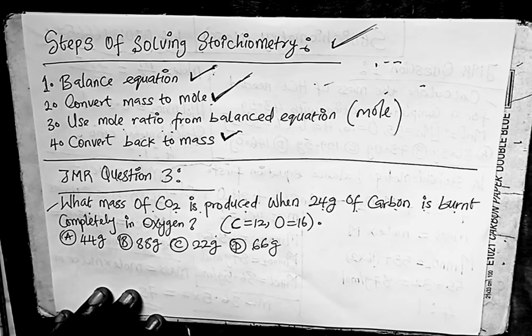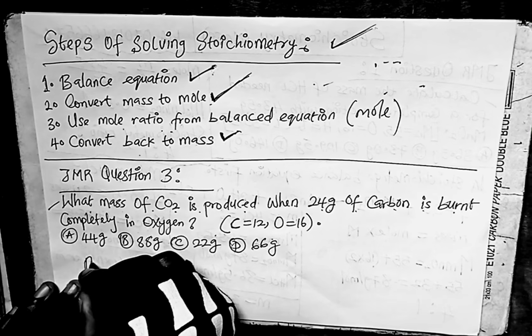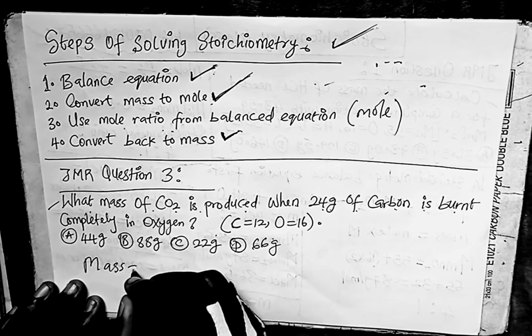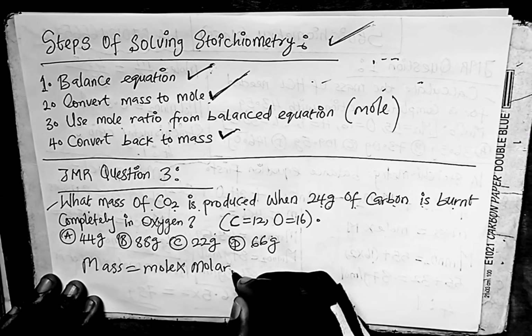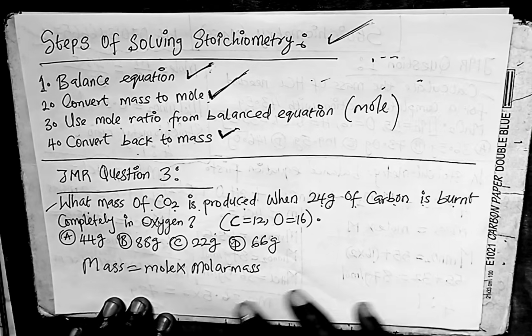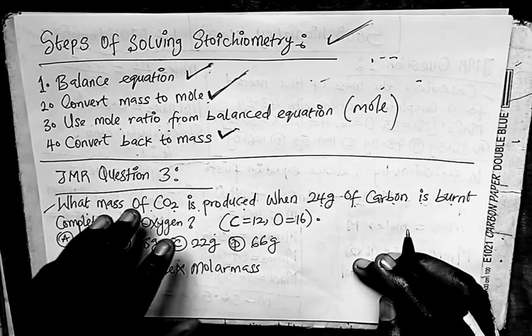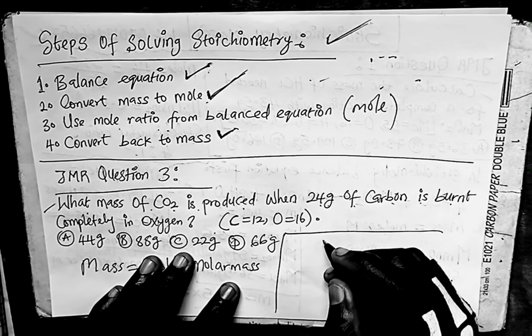Since they ask us for the mass, we apply the formula: mass is equal to mole times molar mass. Very easy, simple. Remember, in stoichiometry, the first thing to do is to balance the equation.